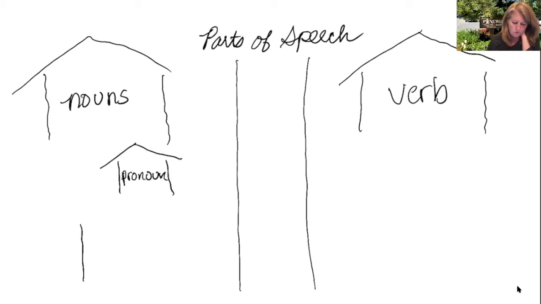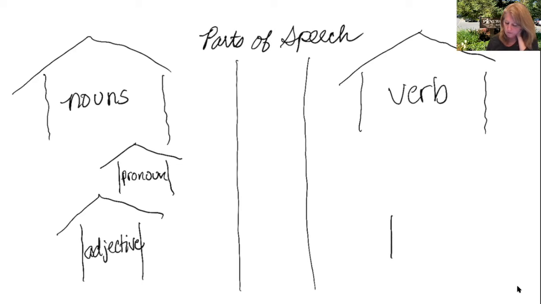And then right next door to the noun, we'll put a house where the adjectives live. And the adjectives are on this side of the street next to the nouns because their main job is to describe or modify or tell us more about nouns. And then right across the street from the adjectives, let's have another house. And this is another describing word or a modifier, and those are called adverbs. And we have this on the same side of the verb because typically adverbs describe or tell us more about the verb.